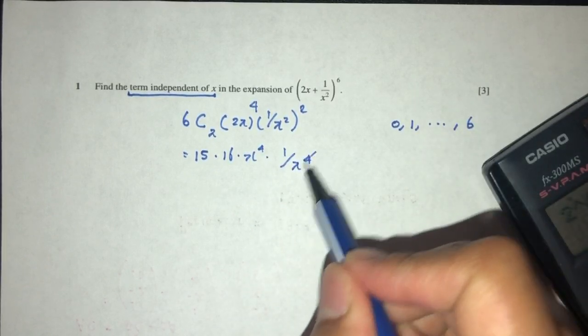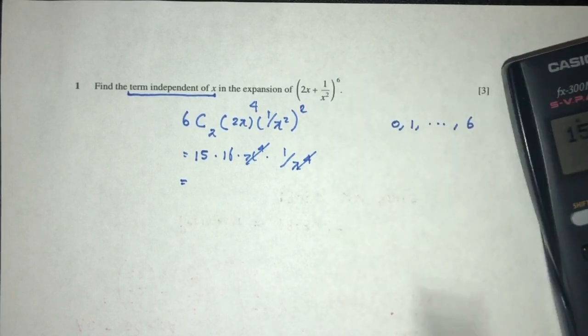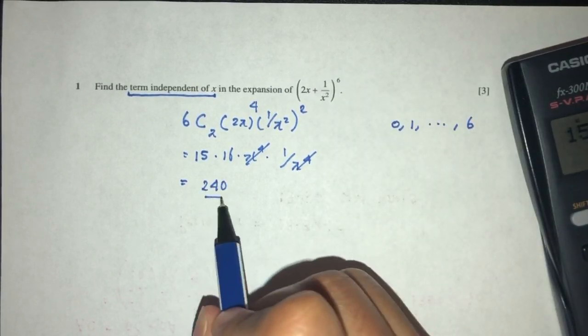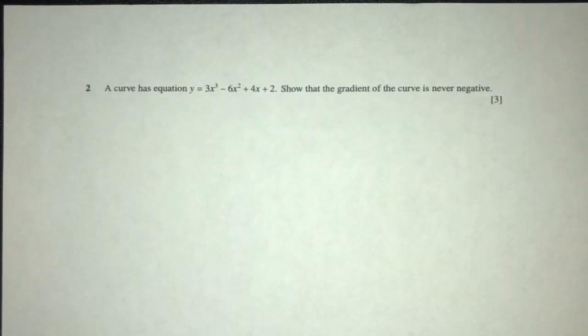As you can see, these two will cancel out. So you will have what? 15 times 16, that should be 240. That will be your term, which is independent of x. Now let's move on to the next question.